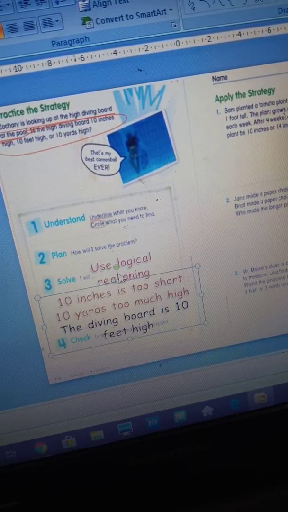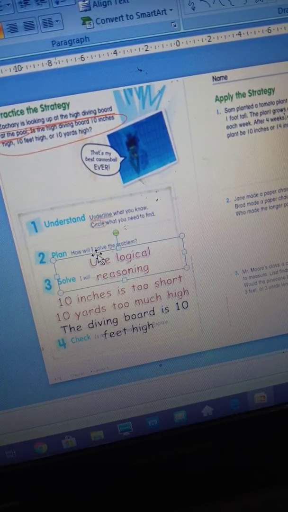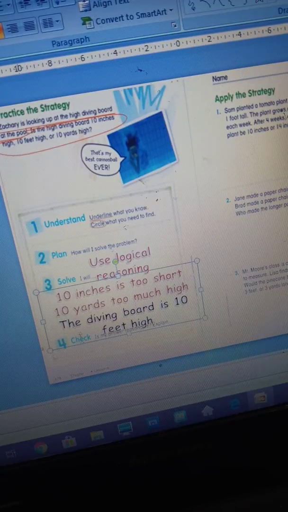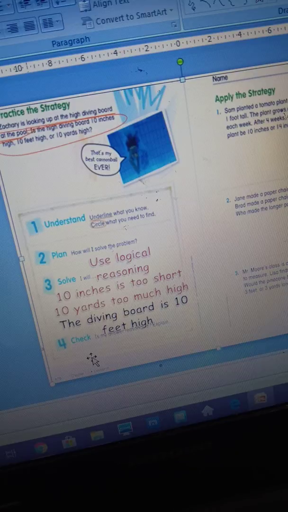So, our diving board should be 10 feet high only. Okay? The 10 inches, again, is too short. The 10 yards is too high. So the one that we are really looking for, the best among the best, is the 10 feet. The diving board should be 10 feet. Okay? You understand?